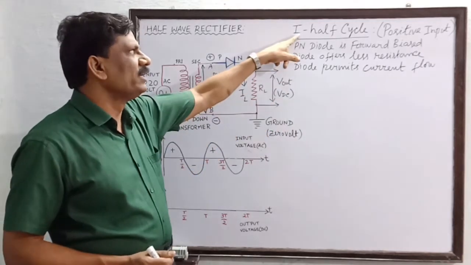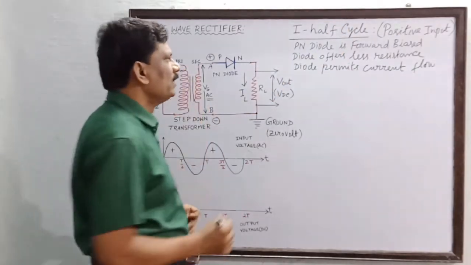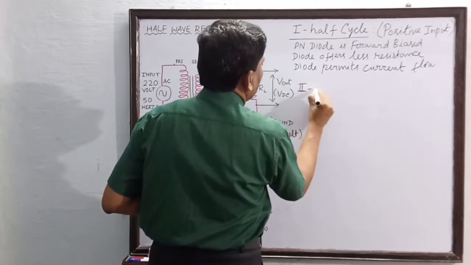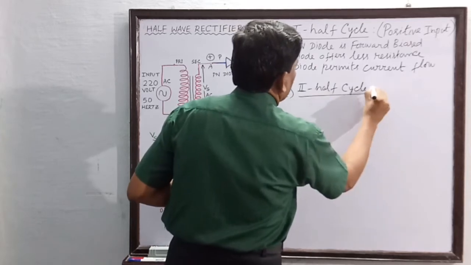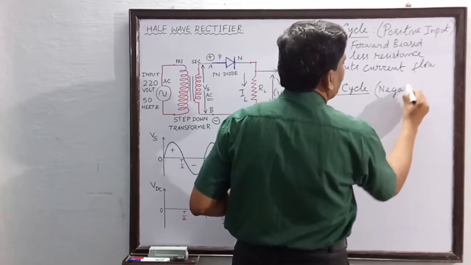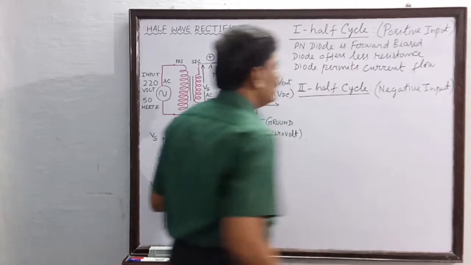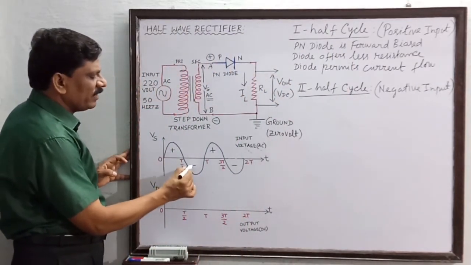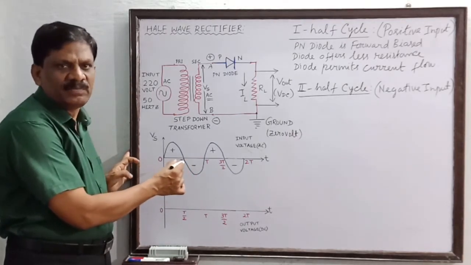So this is happening during the first half cycle of the AC input. Okay. Now what will happen during the second half cycle? During the second half cycle, which portion of the input is going to flow through the diode? It is the negative, I will say the negative half cycle of the input voltage. So this is the first half cycle, and this will be the second half cycle. So this portion corresponds to the negative part of the AC input voltage.